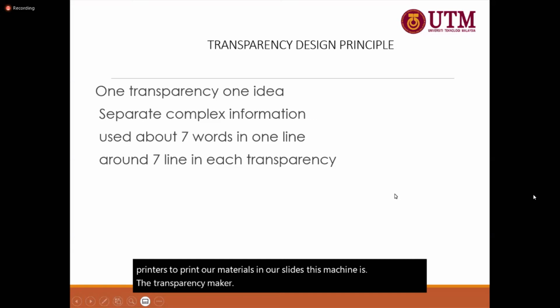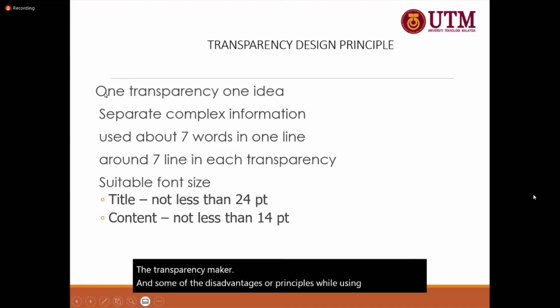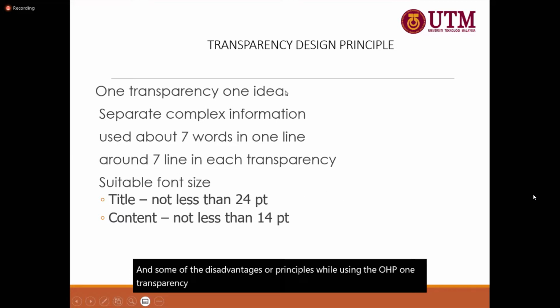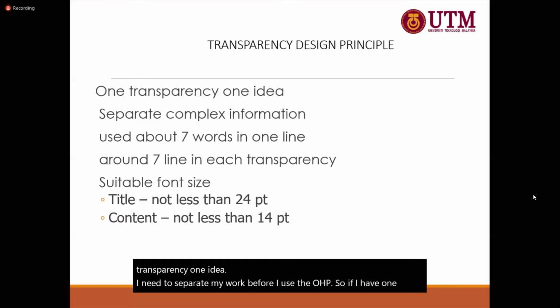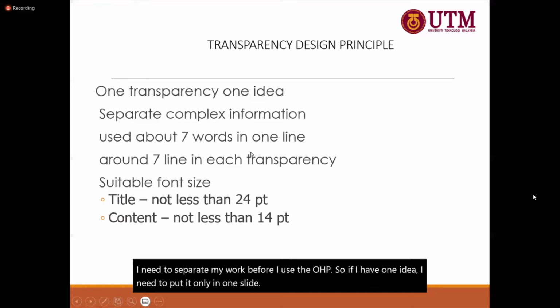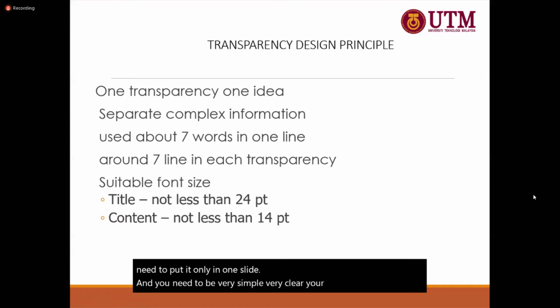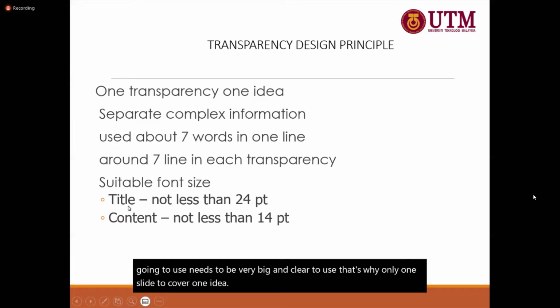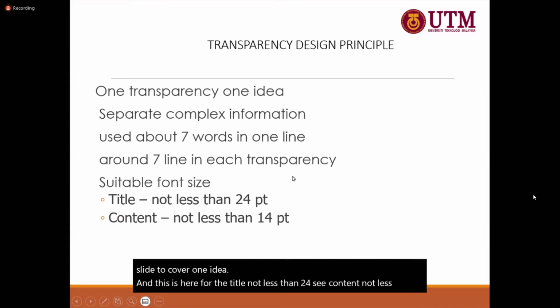And some of the disadvantages or principles while using the OHP: one transparency, one idea. Because I need to separate my work before I use the OHP. So if I have one idea, I need to put it only in one slide. And you need to be very simple, very clear. Your fonts need to be very big and clear. That's why only one slide to cover one idea. And this is here for the title, not less than 24. See? Content not less than 14, to be clear for the audience.